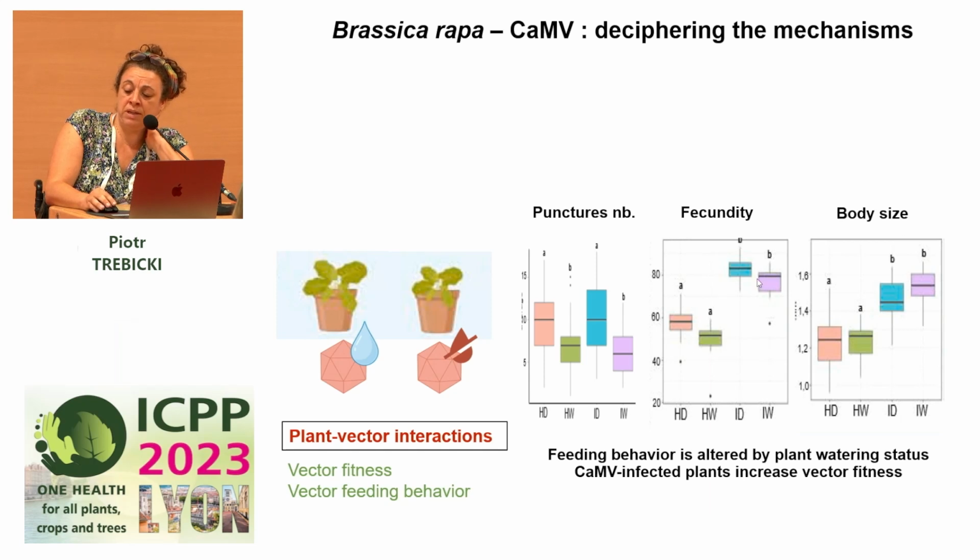And also what we can see clearly is that there is a significant effect of the infection on the fecundity and the body size of the aphids. So the fitness is increased when aphids are growing on infected plants. However, the watering status.